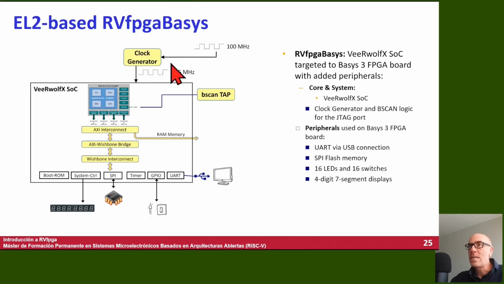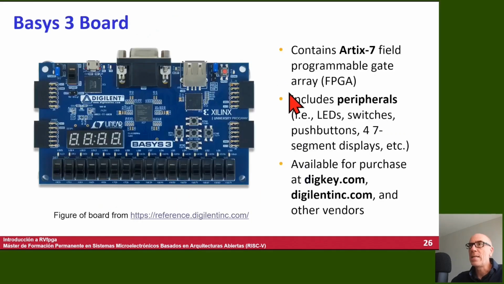The Basys version is similar, but with fewer peripherals. It supports UART, SPI for flash memory, 16 LEDs and switches, and 4-digit 7-segment displays. The next slide shows the Basys 3 board with a smaller Artix 7 than Nexus A7, fewer peripherals, and available in different channels. Finally, the Boolean version has even fewer peripherals, 1 UART, 16 LEDs, 16 switches, and 8-digit 7-segment displays.